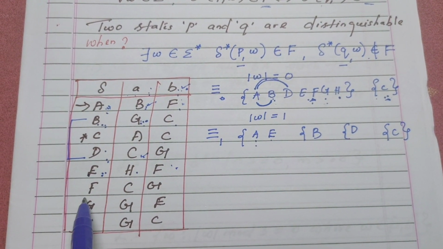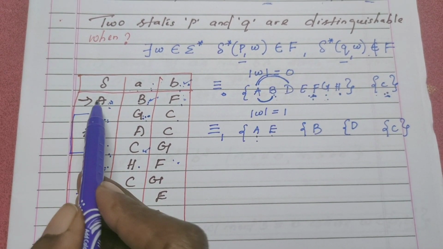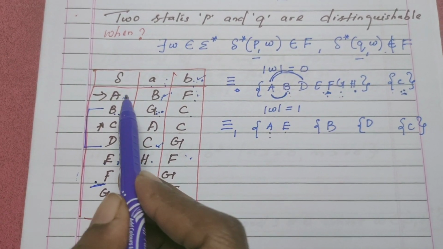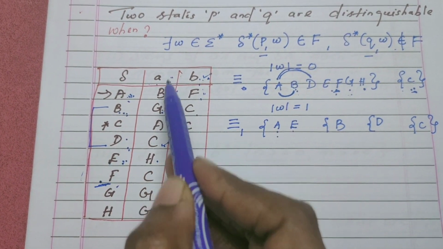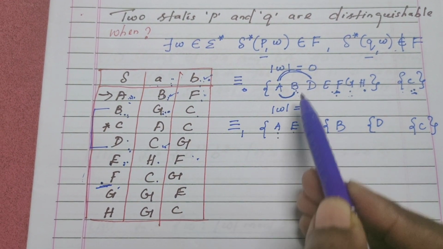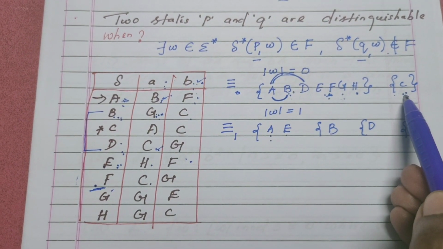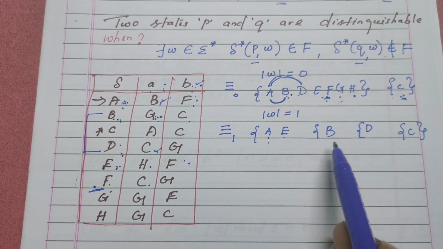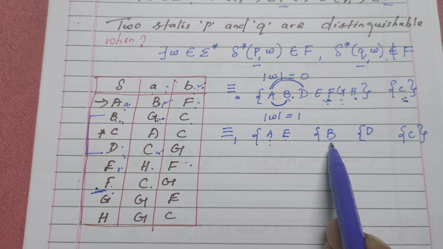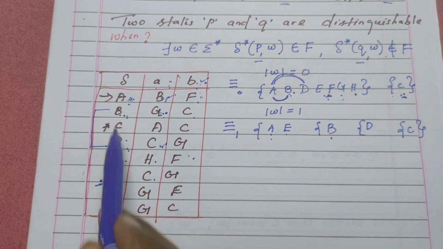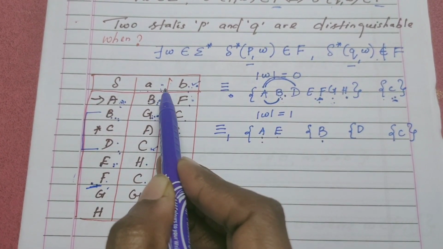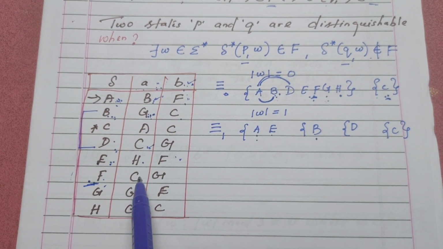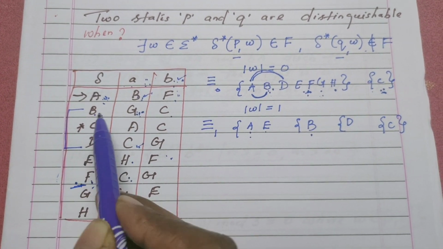Okay, now let us move on to the next state, which is F. Check whether A and F are distinguishable or indistinguishable. A and F on reading A, it goes to B and C. B is in one set, C is in another set. Obviously we cannot write F along with A. Now let us check whether F can be merged with B. B and F on reading A, the resulting states are G and C. So obviously you cannot write F along with B either.